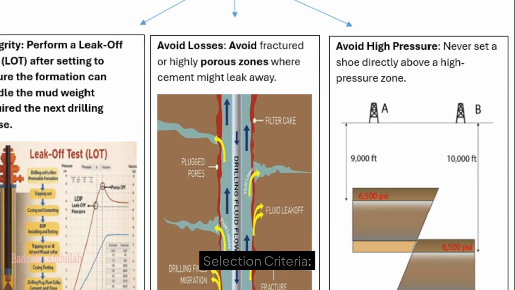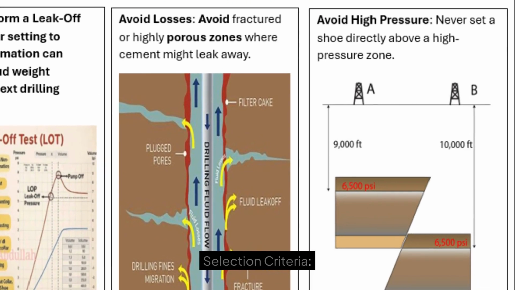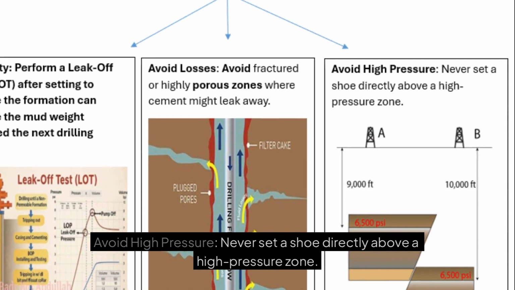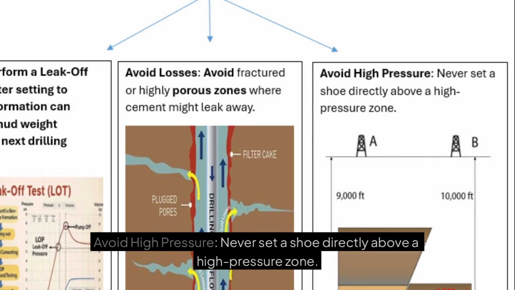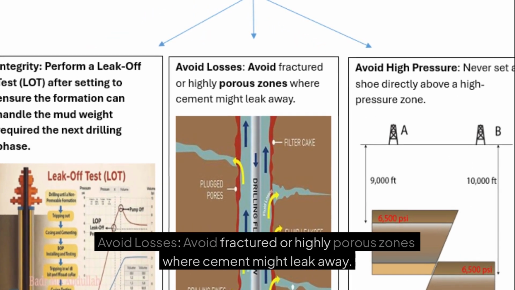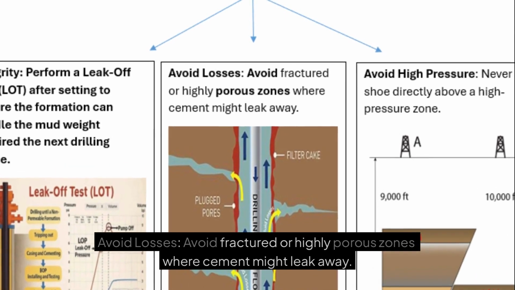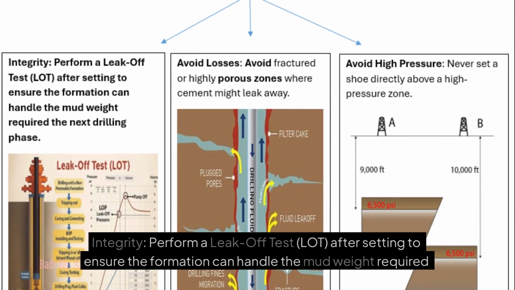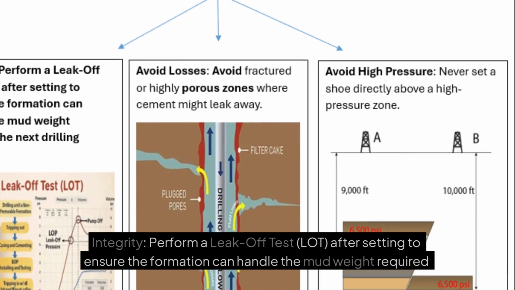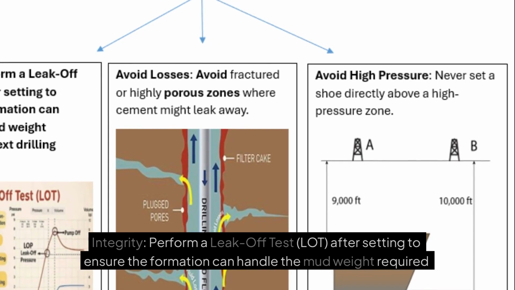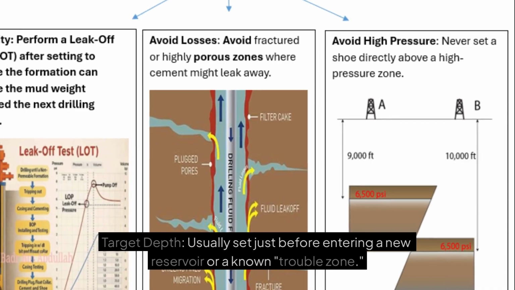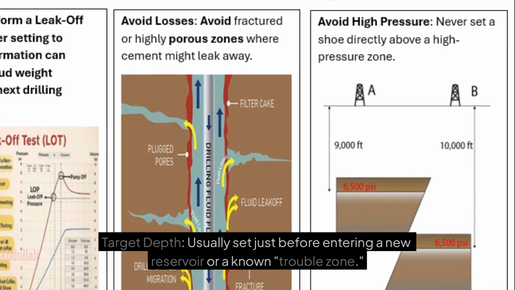Selection criteria: avoid high pressure. Never set a shoe directly above a high pressure zone. Avoid losses. Avoid fractured or highly porous zones where cement might leak away. Integrity: perform a leak-off test, LOT, after setting to ensure the formation can handle the mud weight required for the next drilling phase. Target depth: usually set just before entering a new reservoir or a known trouble zone.